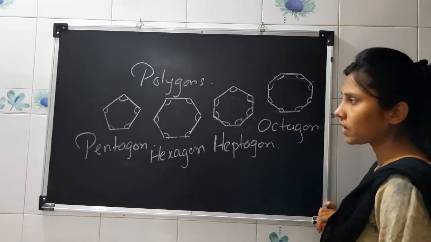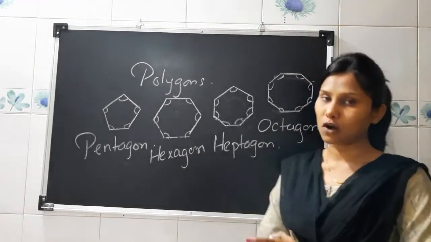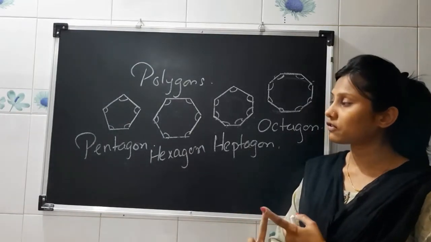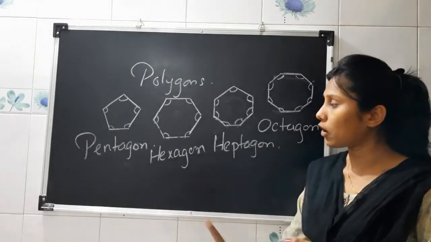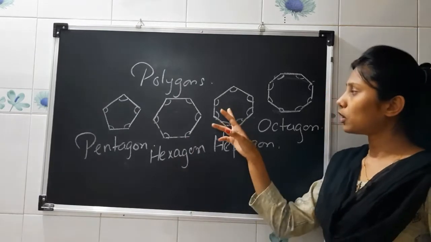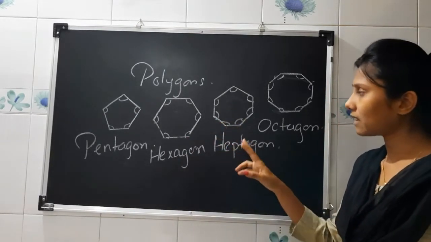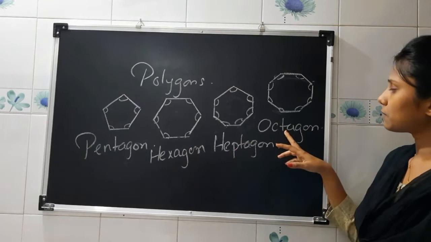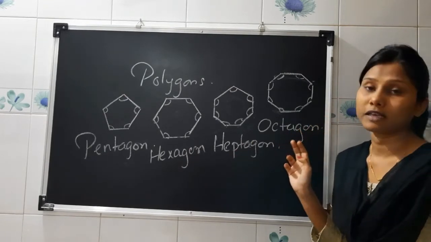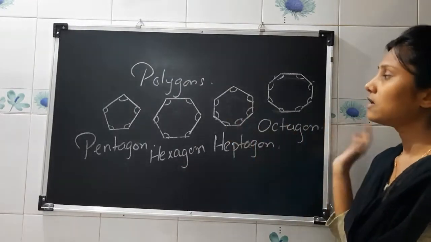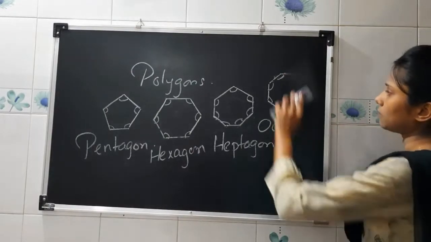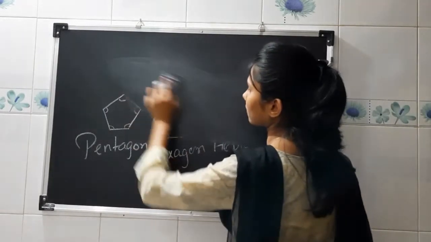Polygon with 3 sides is called a triangle. Polygon with 4 sides, quadrilateral. Polygon with 5 sides and 5 angles, pentagon. Polygon with 6 sides and 6 angles, hexagon. Polygon with 7 sides and 7 angles, heptagon. And last but not the least, polygon with 8 sides and 8 angles is called an octagon. So these are the different types of polygons which we are going to study this year.